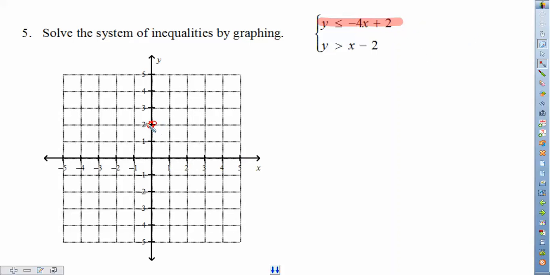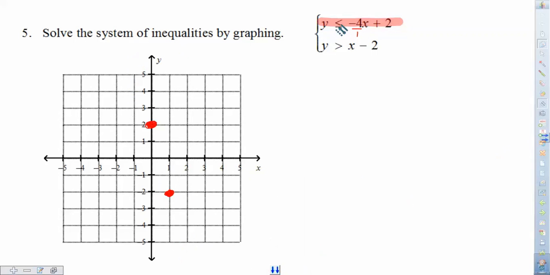Positive 2. Slope is negative 4, so down 4 units for every one that we go to the right. Notice I'm going to run out of room going this way, and I'll run out of room going the other way, so I think I'm all set to draw that line in there.